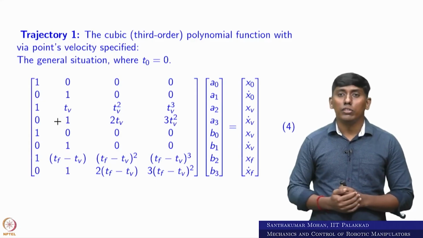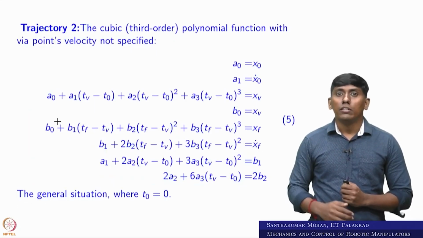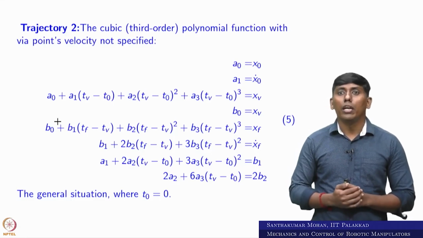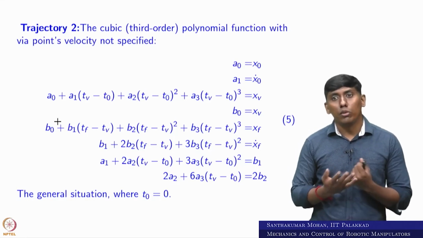This is the equation which we have derived, that can be portrayed in MATLAB. This is the way we can portray it. Similarly, trajectory 2, which you can write as a third order polynomial, but you can see the via point velocity is not specified.